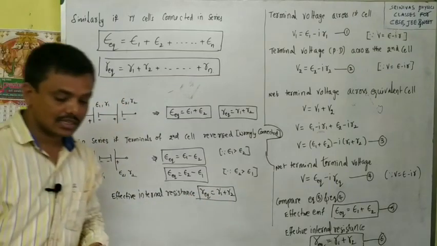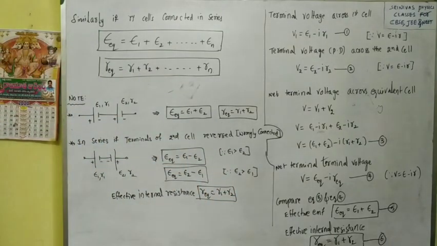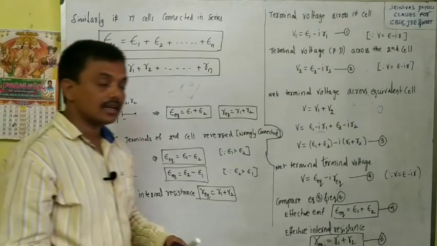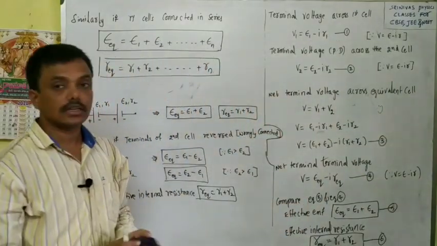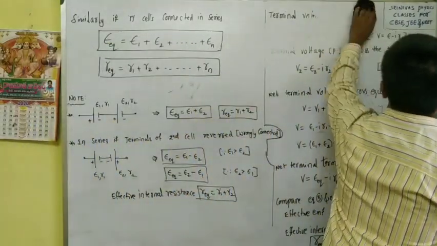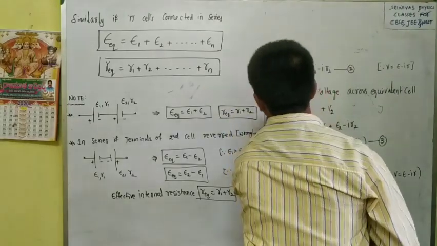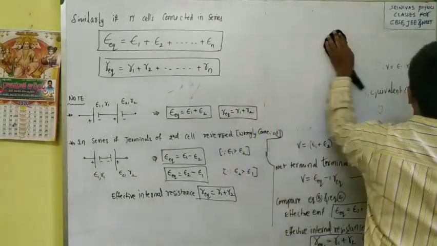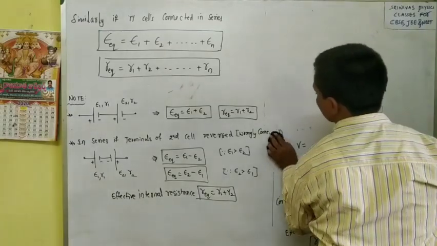And now let us see, here we are connecting different cells. If identical cells are connected, then what happens? How to derive the formula? Now let us see, n identical cells are connected in series. Take the screenshot and note it. Now I am going to explain, if n identical cells are connected in series, then what is the formula to find the effective EMF? It is very easy to find, okay.